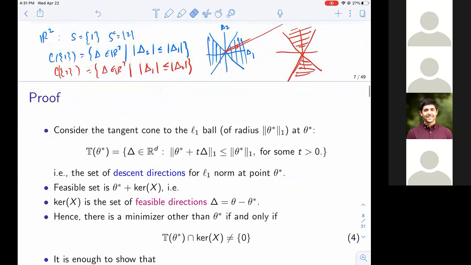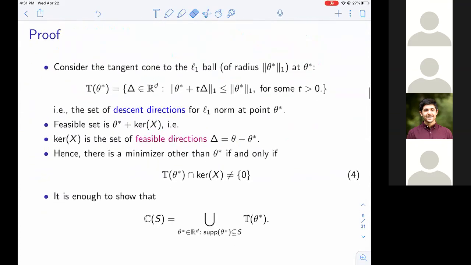Other questions? Okay, so let's see if we can prove this. The proof is interesting. First we need this notion of tangent cone and descent directions.